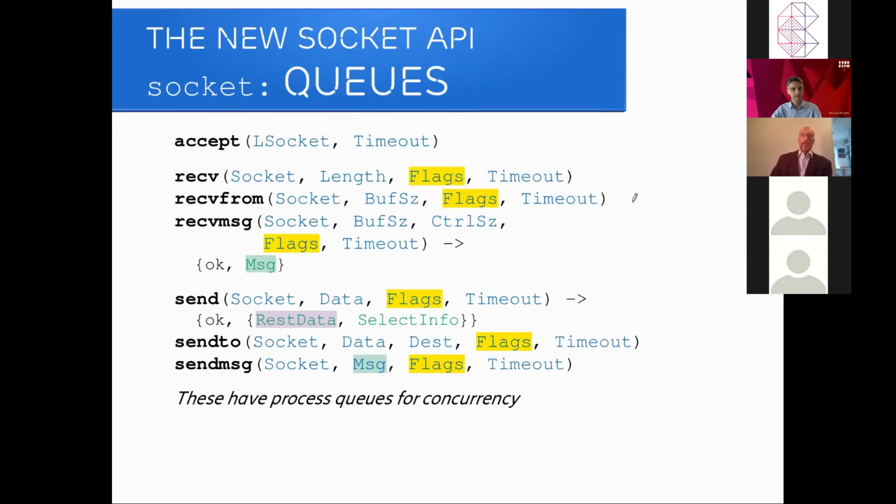Here are more API functions with timeouts. These can be executed in parallel. The connect cannot be, but these can. They have process queues to accomplish that.